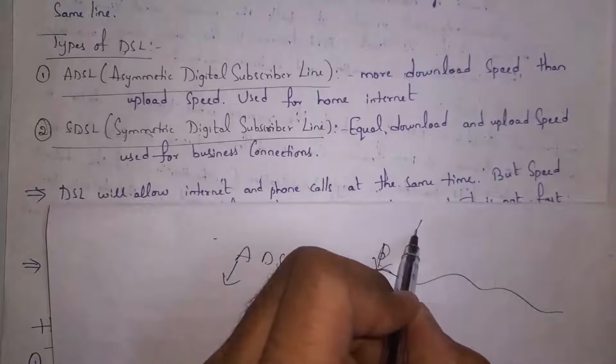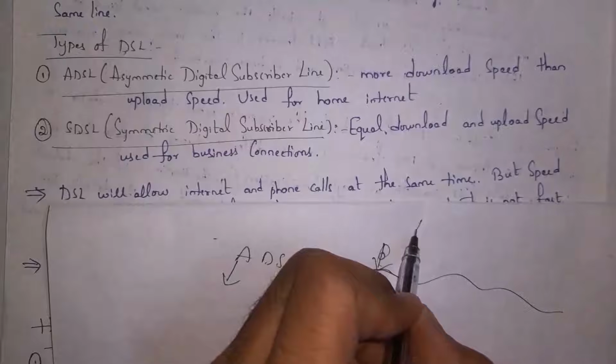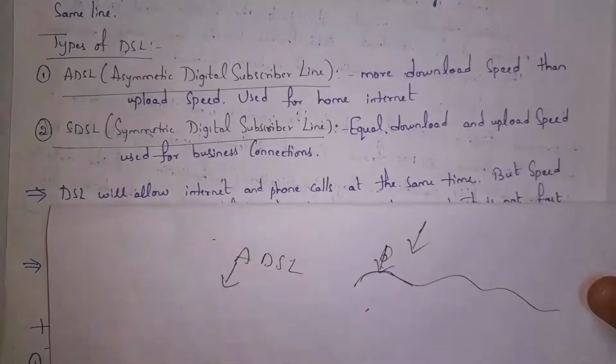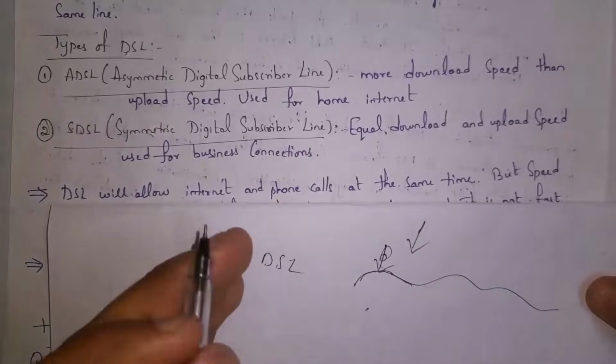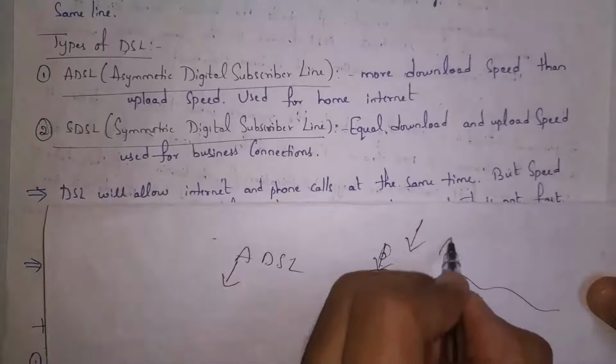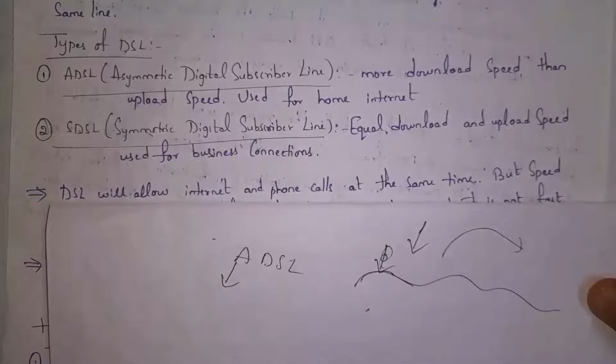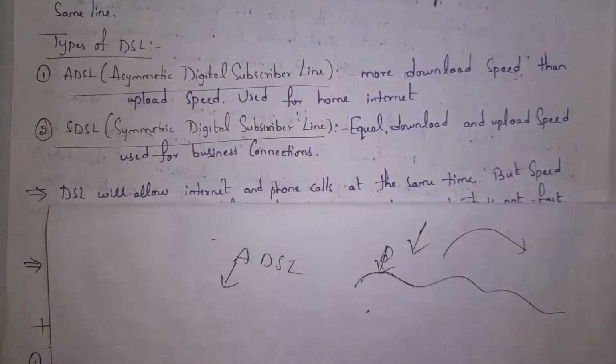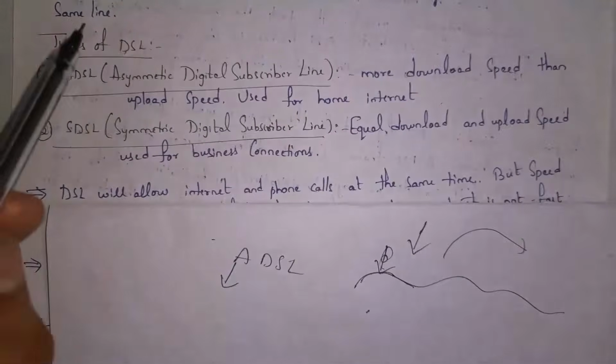As for example, by using my Airtel internet, I want to download a movie. So simply within 10 minutes, I can download the movie. For example, I want to upload a movie to the internet. So it will take a long time to upload the movie. So in ADSL, there is more download speed when compared to upload speed. Whatever internet we are using in our house, we call that internet asymmetric digital subscriber line.